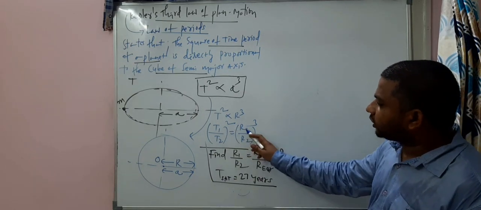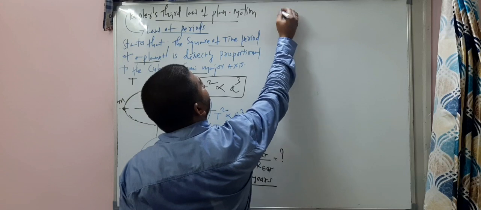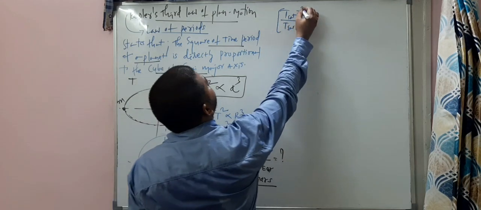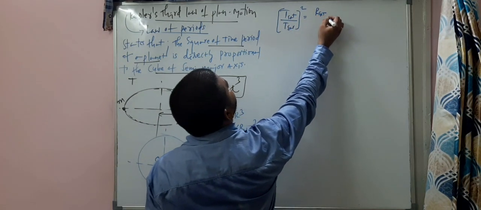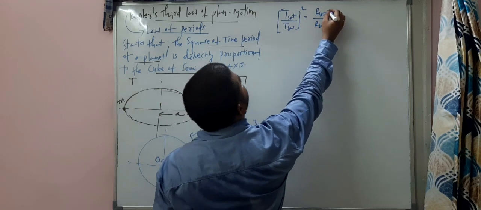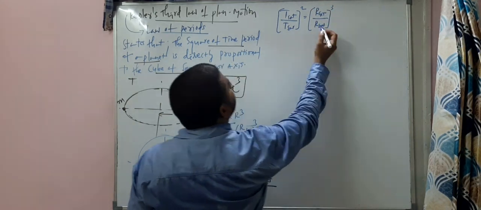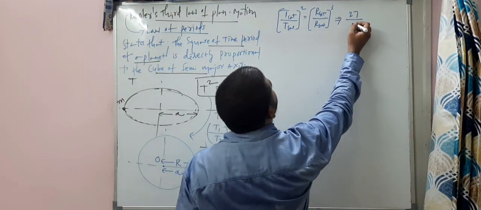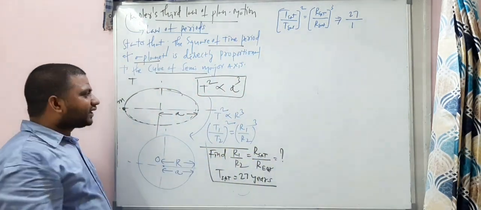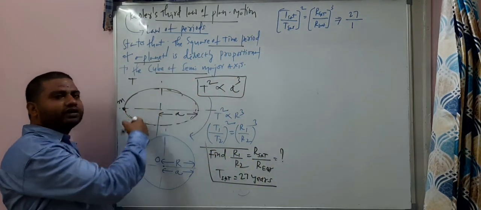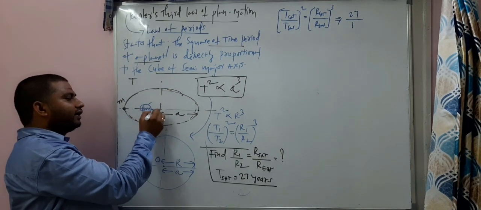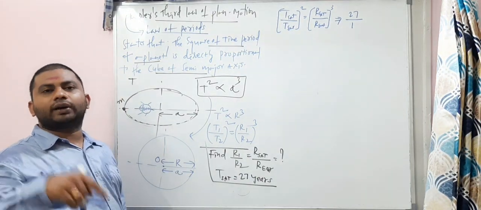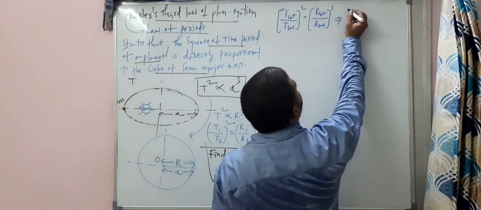T1 by T2 whole square is equal to R1 by R2 whole cube, and this I can write as the time period of Saturn divided by the time period of the Earth whole square is equal to the radius of the Saturn planet by the radius of the Earth whole cube. They have given the time period of Saturn is 27 years, and the time period of the Earth is 1 year. The time taken by the Earth to complete one revolution around the Sun is 1 year. So that's what I have written.